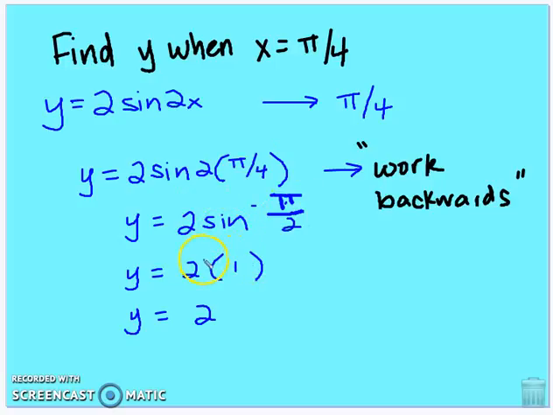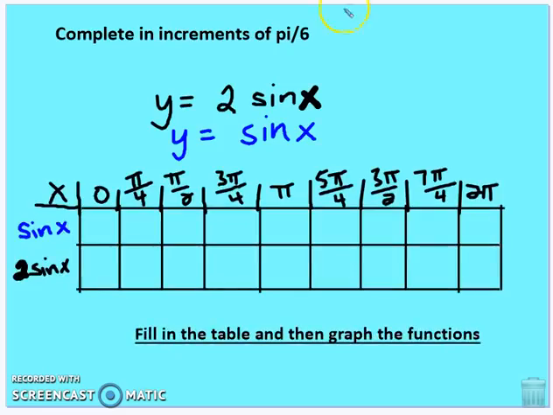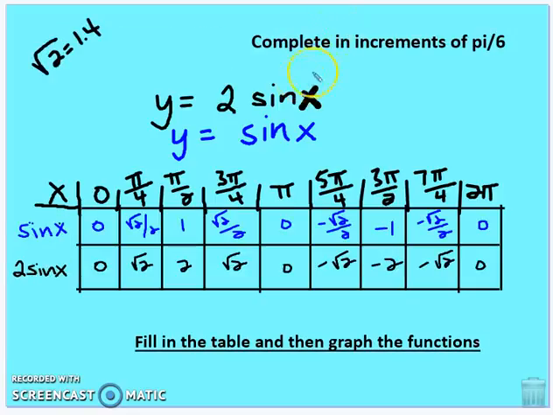Right, so now I'm working from right to left. Sine of pi halves is 1, and then 2 times 1 is equal to 2, and that's the value you're going to put into your table. Right, so you're going to create these tables, and then we're going to take a look at the function. So I'm going to pause here, create your table. Probably better that you complete in increments of pi 6, but in this case I did it in increments of pi fourths. So I'm going to pause.